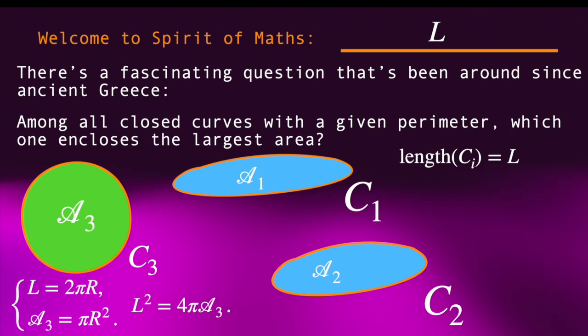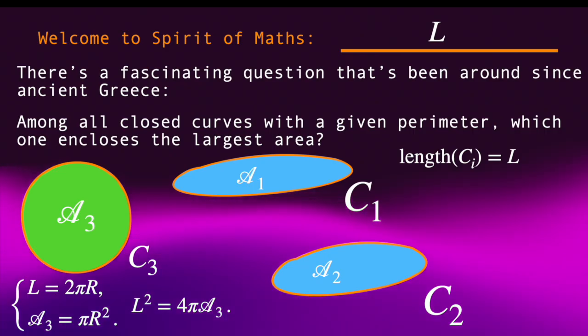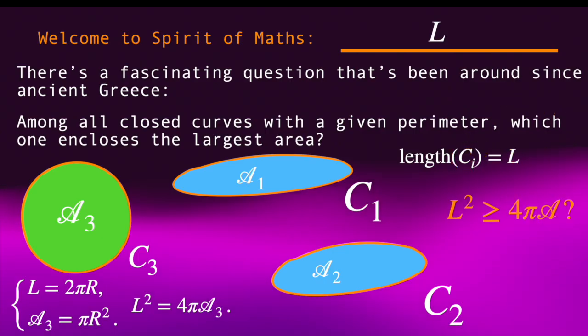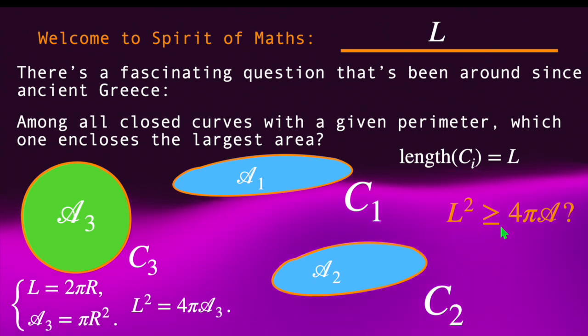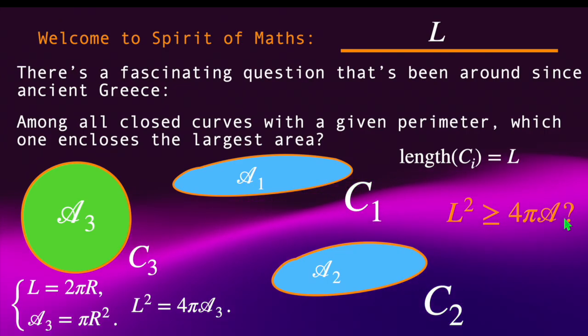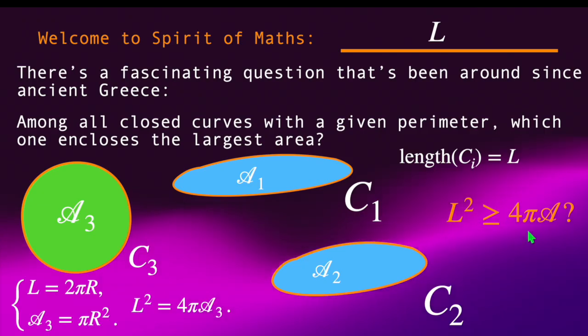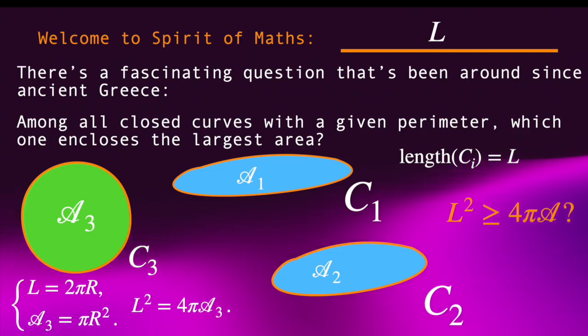So since intuitively we have seen that for all other curves, the area must be less than A, we get what is known as the isoperimetric inequality: L squared is bigger than or equal to 4 pi A. And now in this video I will show rigorously this inequality, and as we will see, this needs some mathematics.